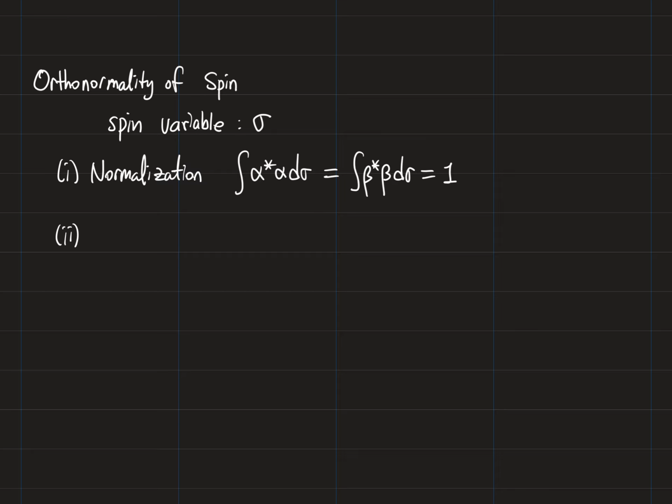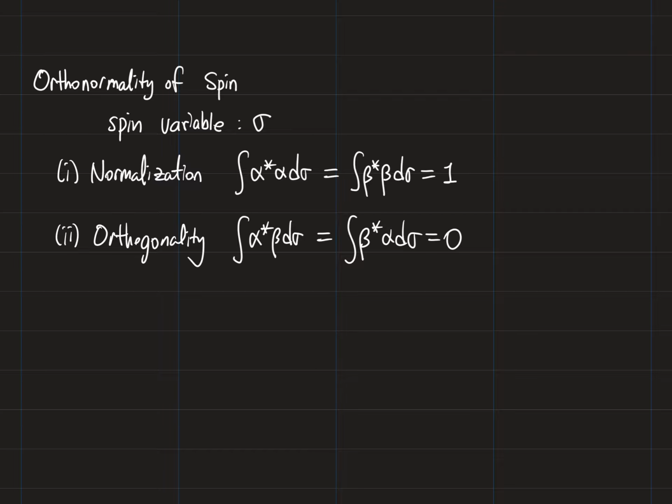And the second relation is orthogonality. If you integrate alpha with beta or beta with alpha, the result is 0. So this simply means the two states are distinct. They are distinct, alpha and beta for sure, and they do not overlap.